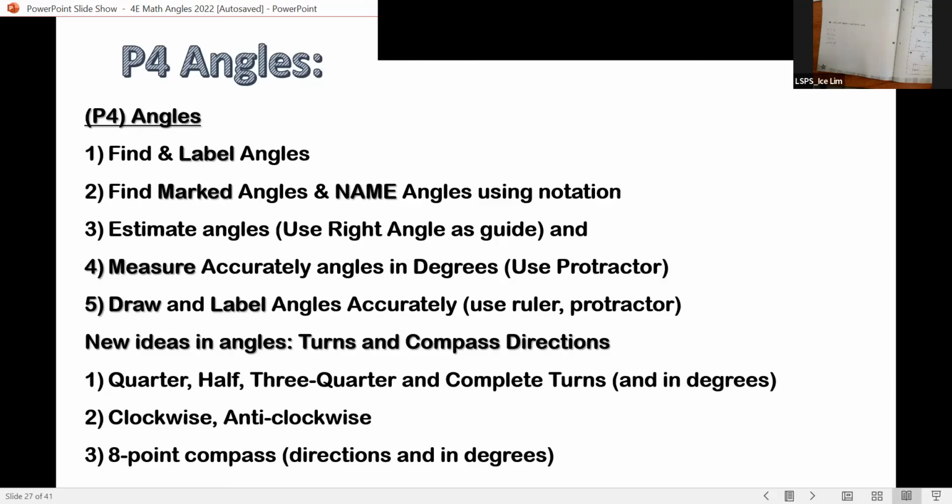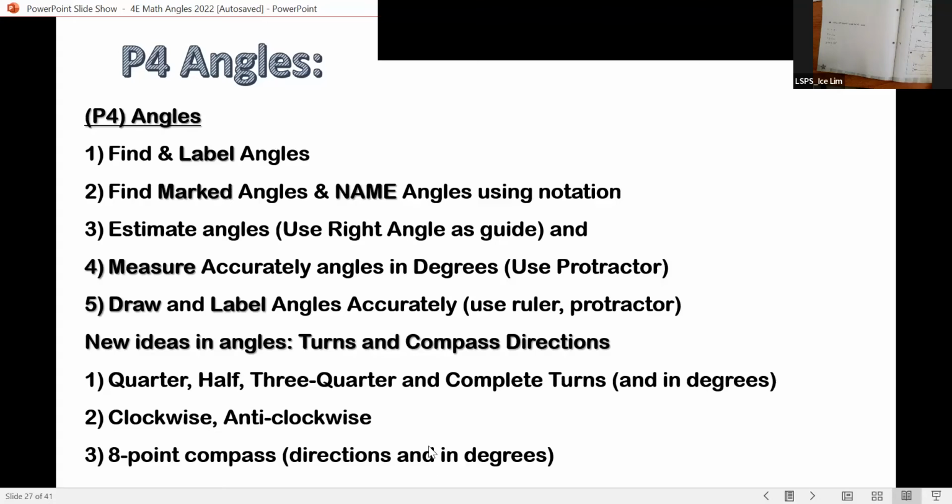Are we able to measure accurately the angle now? With protractor, inner scale, outer scale, also must be able to do so. Then point number 5, draw and label accurately. And then today we want to cover the new ideas in angles, turns, and compass directions.